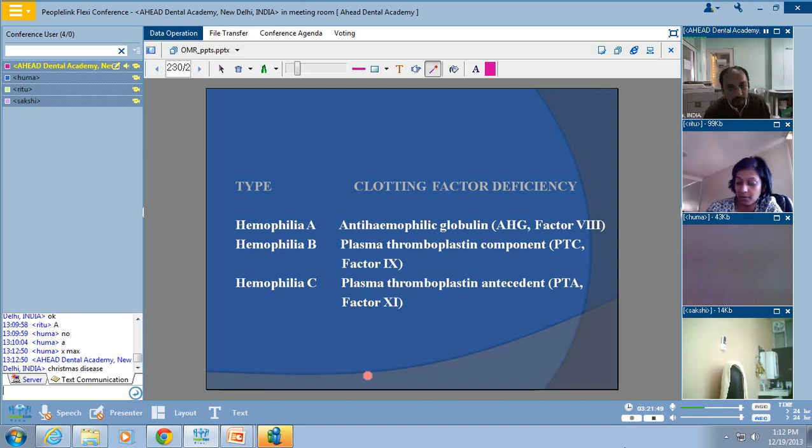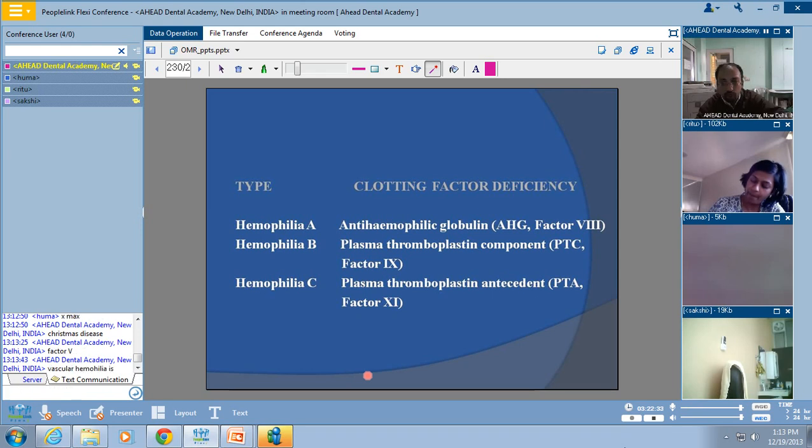What is parahemophilia? There are 5 types actually. A is factor 8, B is factor 9, C is factor 11. What is parahemophilia? Deficiency of which factor? It is the deficiency of factor 5. The deficiency of factor 5 is called parahemophilia. And what is vascular hemophilia? Can anyone of you tell me? No? It is von Willebrand disease. Vascular hemophilia is actually von Willebrand disease.